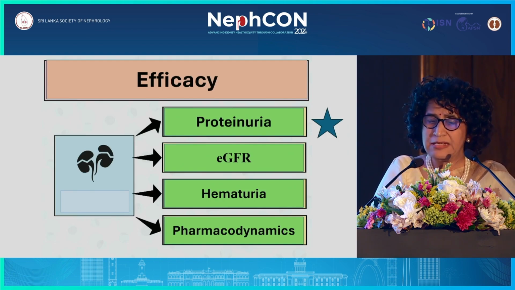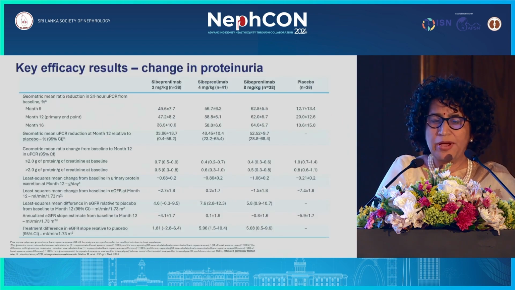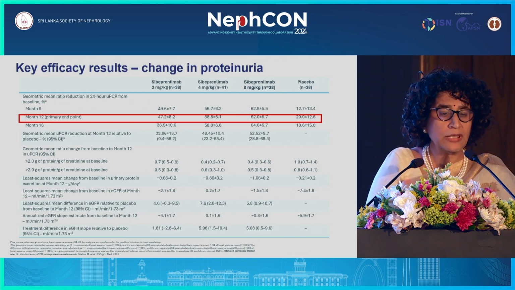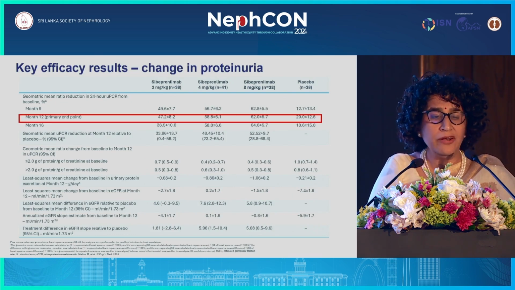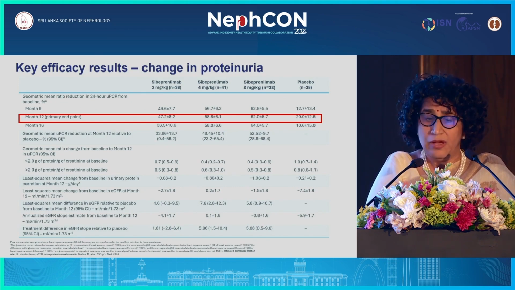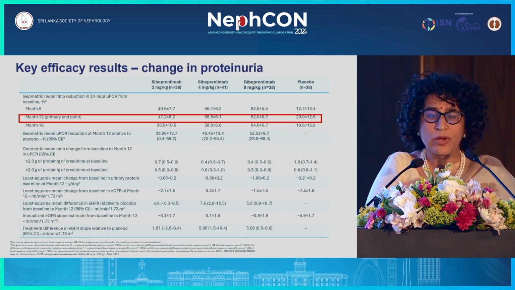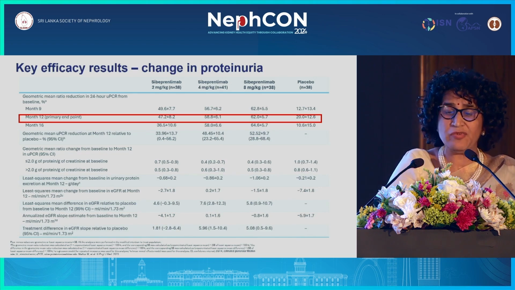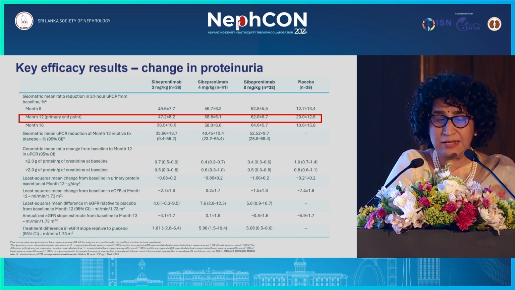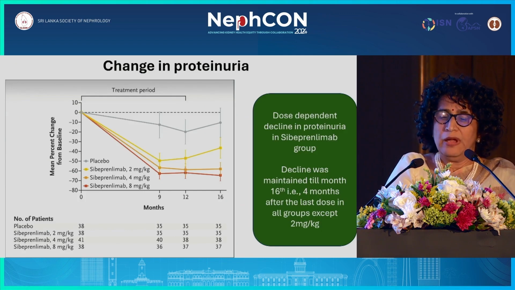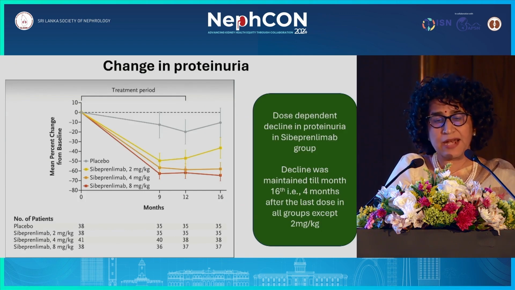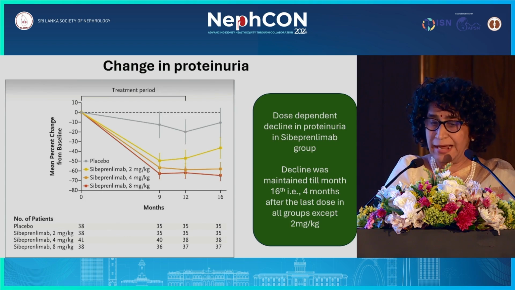So what were the results? The efficacy endpoints, the proteinuria, it was shown that there was a geometric mean ratio reduction in 24 hours urine PCR from baseline, significant in the Sibeprenlimab group, especially there was a dose-dependent effect with the reduction about 62% with 8 milligram per kg vis-a-vis 20% in the placebo group. Thus, you can see in this graph, there was a dose-dependent decline in proteinuria.